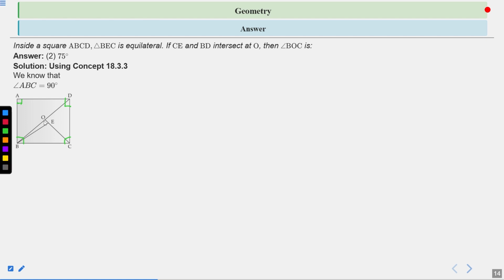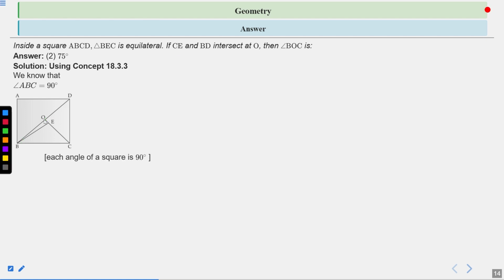So we need to calculate the angle BOC. It is also given that CE and BD intersect at O.